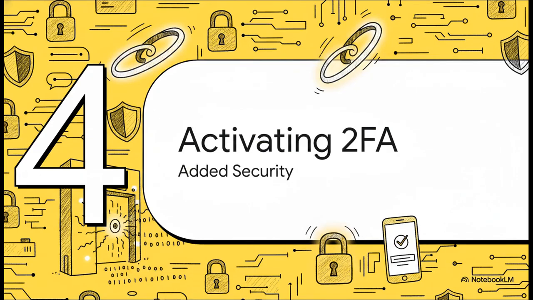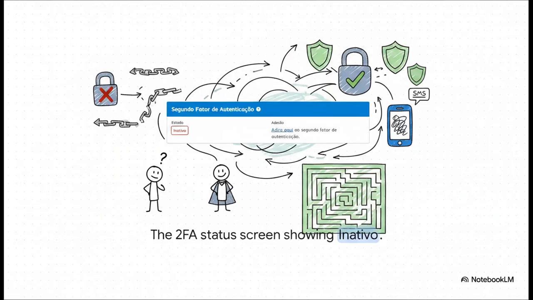All right, Section 4, activating two-factor authentication, or 2FA. So now that your basics are covered and fully confirmed, let's install a high-tech digital security system on your account. If you navigate over to the Segundo Factor de Autenticación menu, you can check your 2FA status. For most users, initially, it's going to say inactive in big red letters.